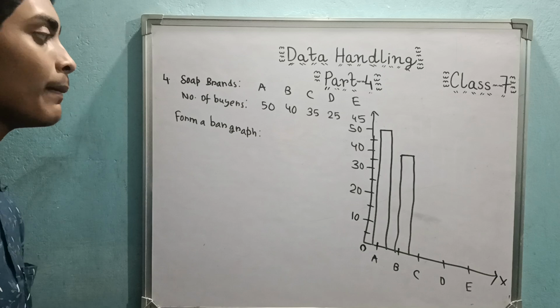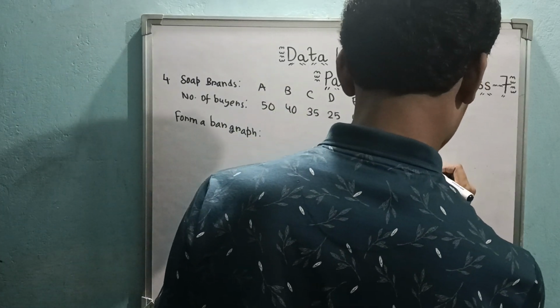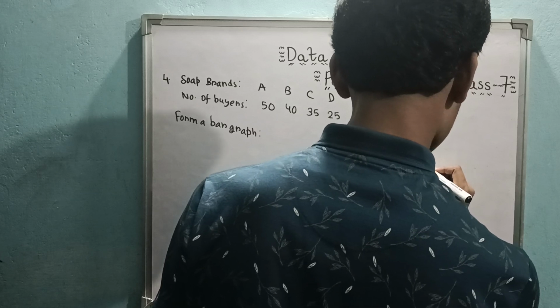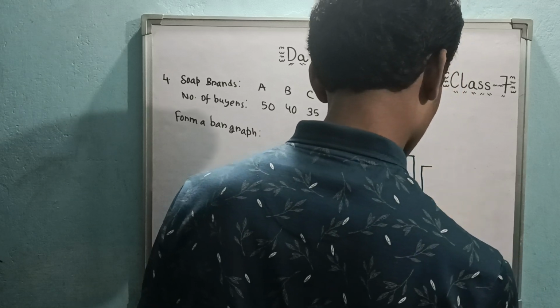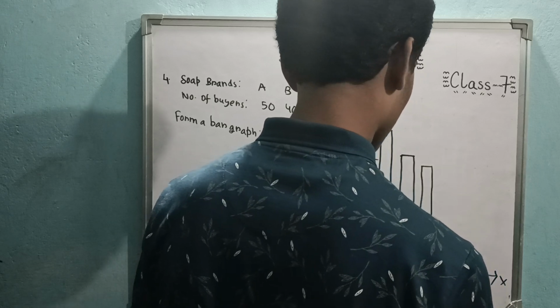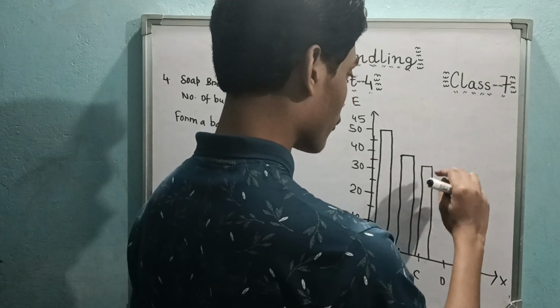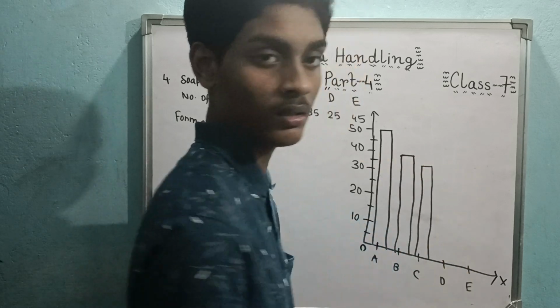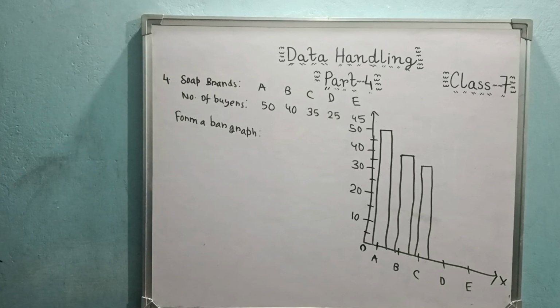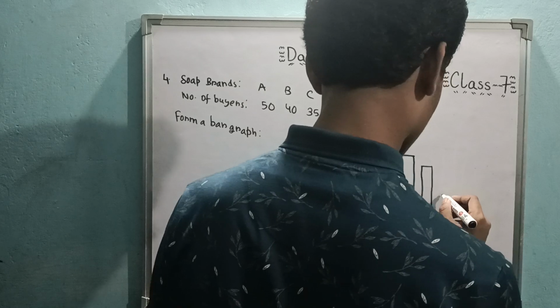Then the 35 is the frequency of C. The 30 is this, 35 is this. So I mark the apex on 35 and then mark the bar on top of C. Makes sense? This means what? This bar belongs to C. This apex belongs to C. The frequency of the apex also belongs to C. That's the main significance. Then comes D, frequency 25. 20 is here, 25 is here.